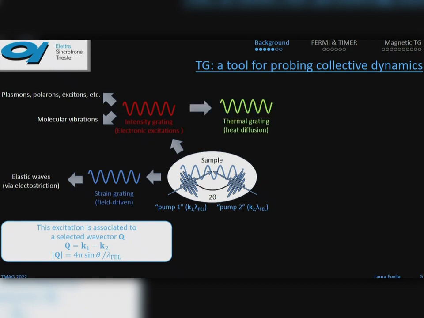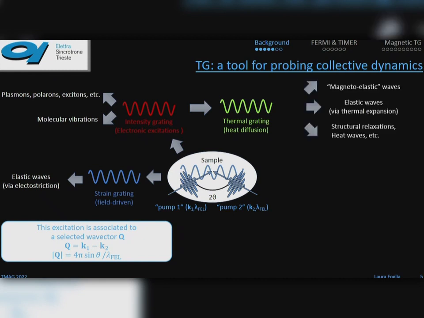So they create a thermal grating. And again, the thermal grating will couple through elastic interactions to the magnetic system. It can couple via thermal expansion and launch elastic waves, or it can then go to structural relaxation, heat waves, and so on and so forth. Finally, you still have a parameter in your electric field you can play with, which is the polarization. And this parameter, again, leads to the formation of what's called a polarization grating, which can directly drive phonons or magnons or other kinds of collective excitations.